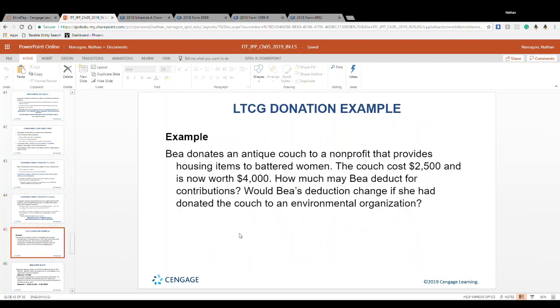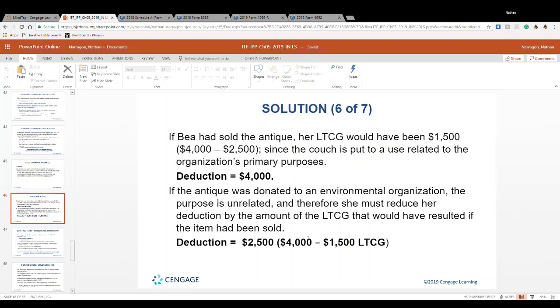So here we go, just so it shows you how it goes. B donates an antique couch to a nonprofit that provides housing items to battered women. The couch cost $2,500 and is now worth $4,000. Awesome. How much may B deduct for contributions? Would B's deduction change if she had donated the couch to an environmental organization? With this, if she sold the antique, her long-term capital gain would have been $1,500. Since the couch is put to use related to the organization's primary purpose with battered women, because it does need furniture, we get to deduct the full $4,000, which is good.